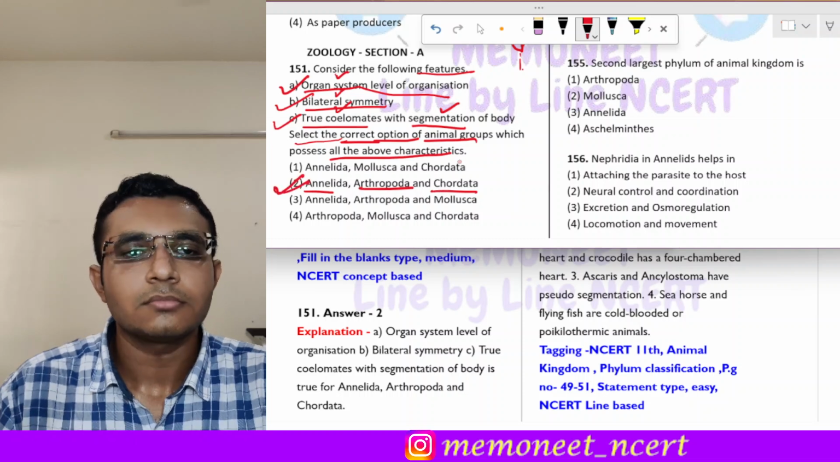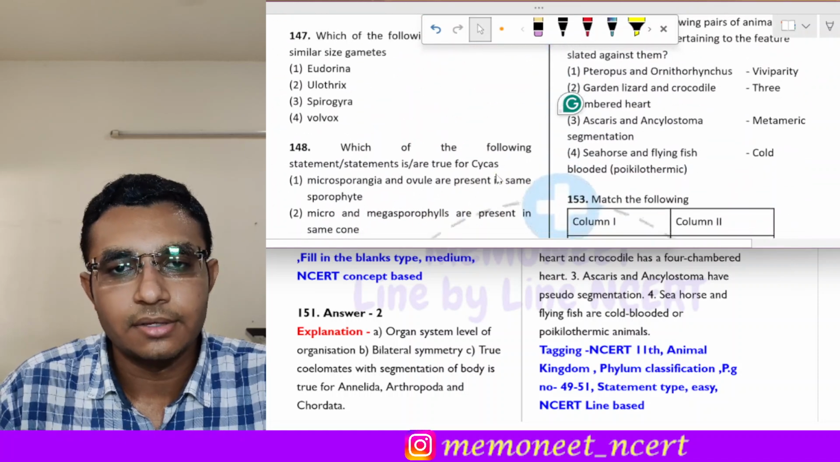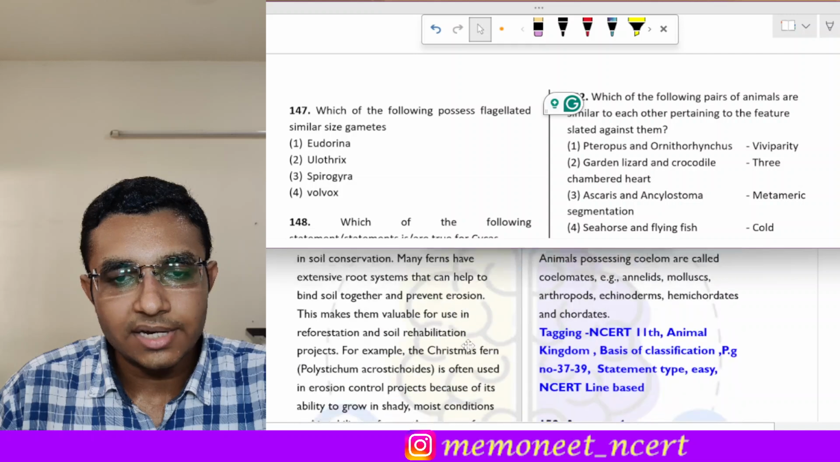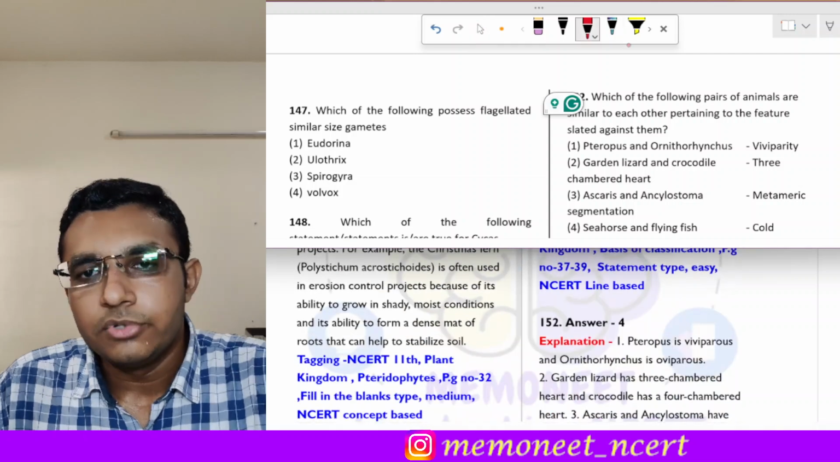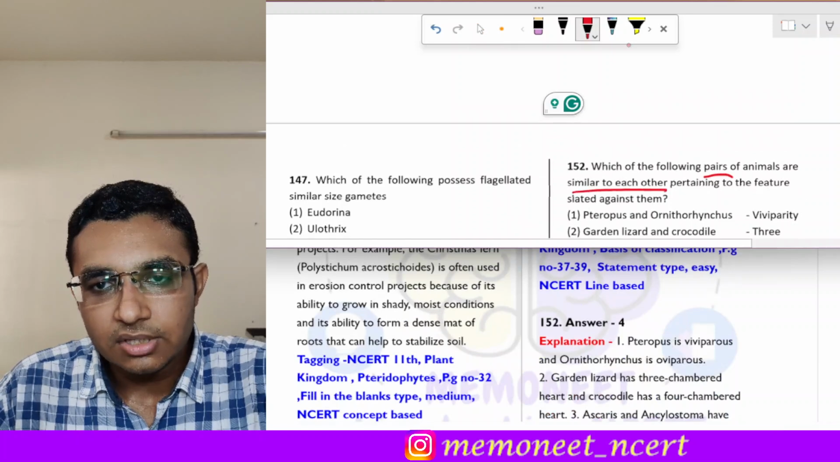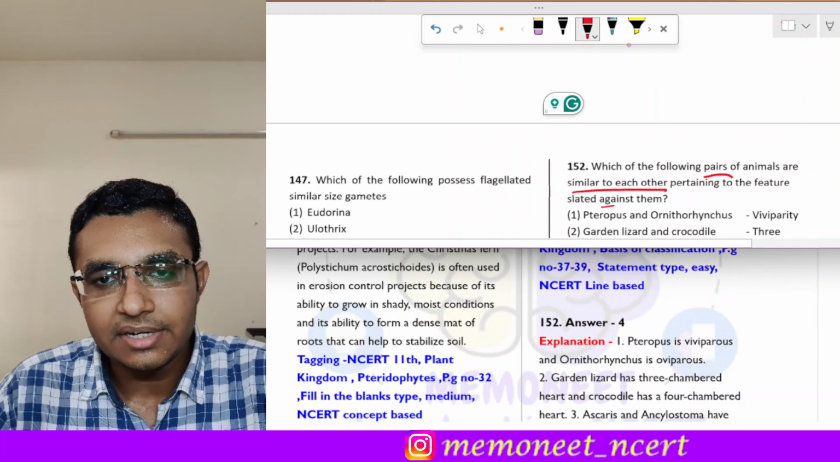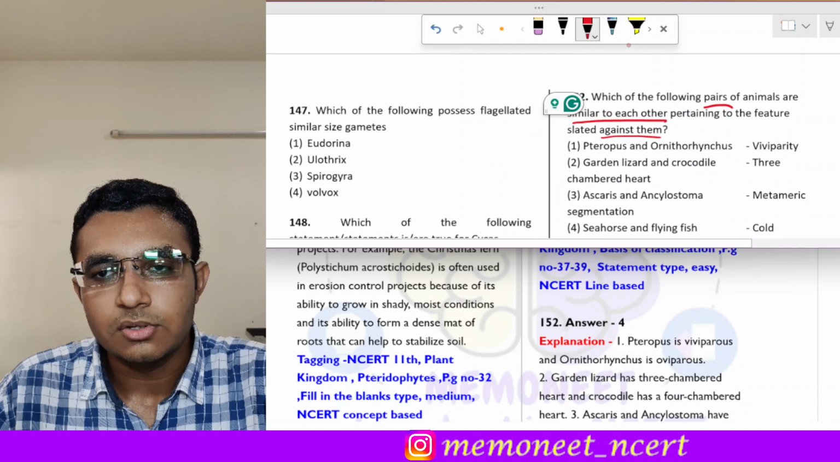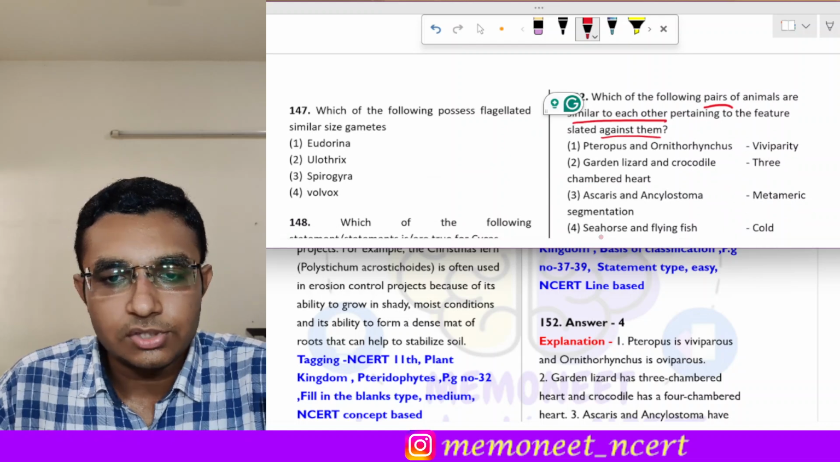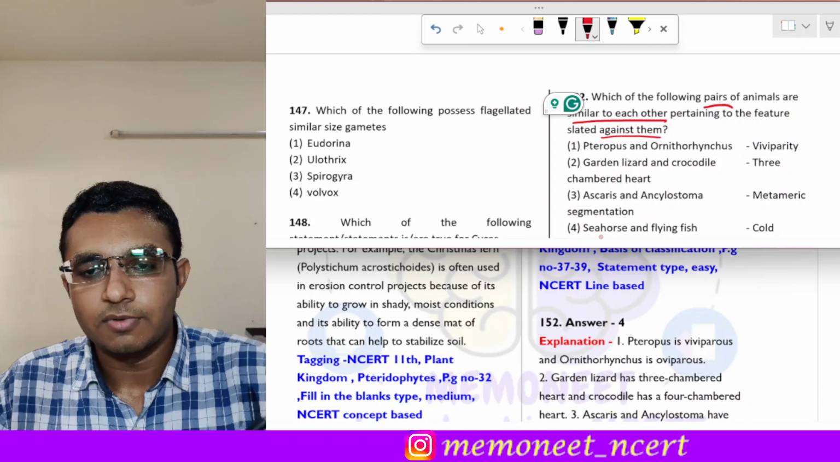Okay, moving on to the next question, that is question number 152. The question 152 states that which of the following pairs of animals are similar to each other pertaining to the feature stated against them? Okay, so we have to find out which is the correct option among these four. Now let us see the options one by one.